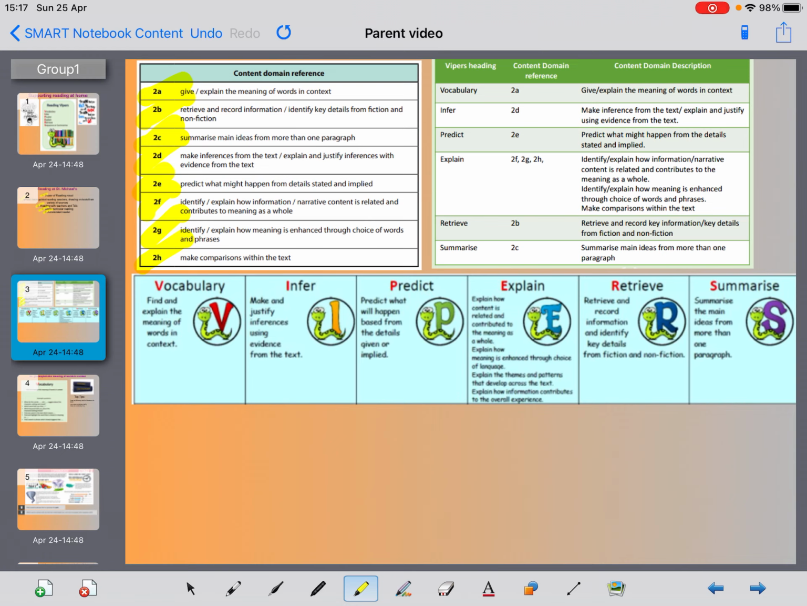The way that we teach all of those different domains is through VIPERS. V for vocabulary, I for inference, P for predict, E for explain, R for retrieve, and S for summarize. This chart here shows that the vocabulary will cover content domain 2A. Inference will cover content domain 2D, and so on. We use these skills in our guided reading lessons to help the children achieve the different parts of learning.